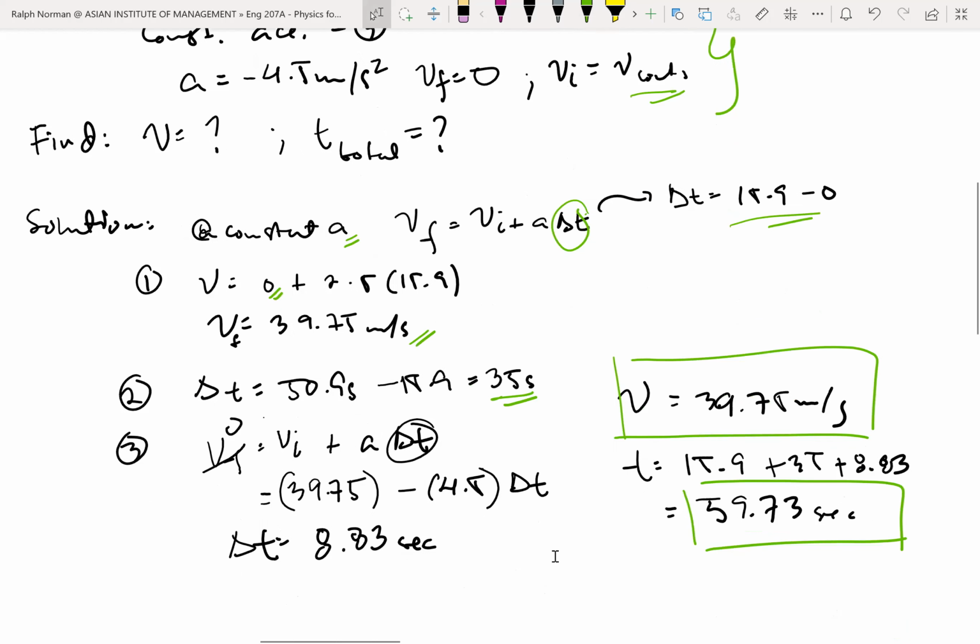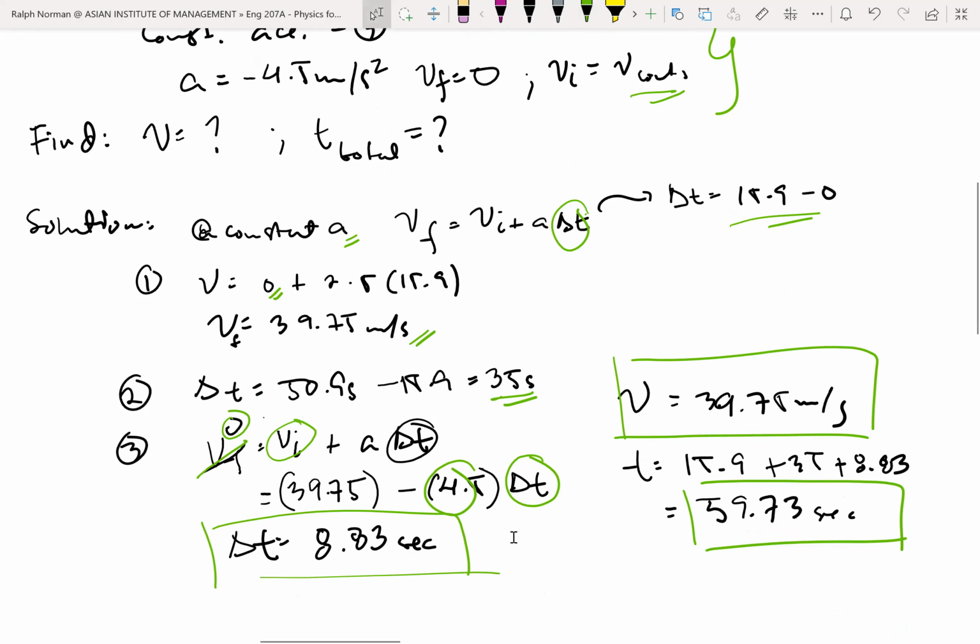At the third stage, we go back again to constant acceleration. So your final velocity is definitely 0. You already have Vi, which is 39.75. You have a deceleration of 4.5 here, but you don't have delta t. So you equate that and you're able to get delta t at 8.83 seconds.